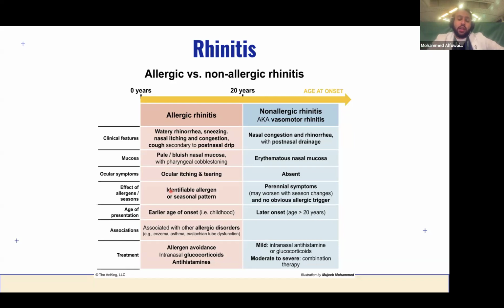Now the age is usually earlier. It's associated with other allergic diseases, which will come in the case. And now treatment. Straightforward. You're allergic to something specific. So what do you try to do? Avoid it. Simple. Solves the issue. Let's just say they can't, or it's very hard, for example dust outside, it's very hard to avoid it. So you can take intranasal steroids, this is very important, or oral antihistamines.